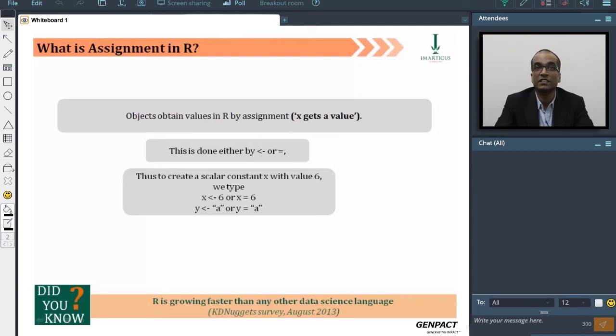So here 6 is a value which is assigned to X, right? If I say 6 assign operator and X on the left hand side, that basically means that X will have value 6, and the same goes for X is equal to 6. Similarly, if you say the assignment operator with A mentioned in double quotes, that means you are allocating a character to Y. That means the value stored in Y would be A, right?